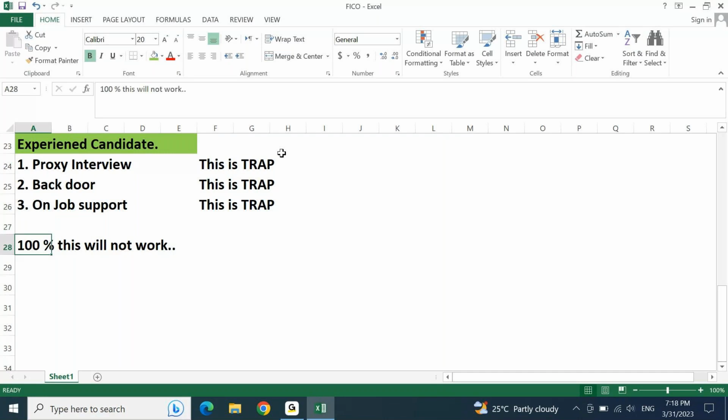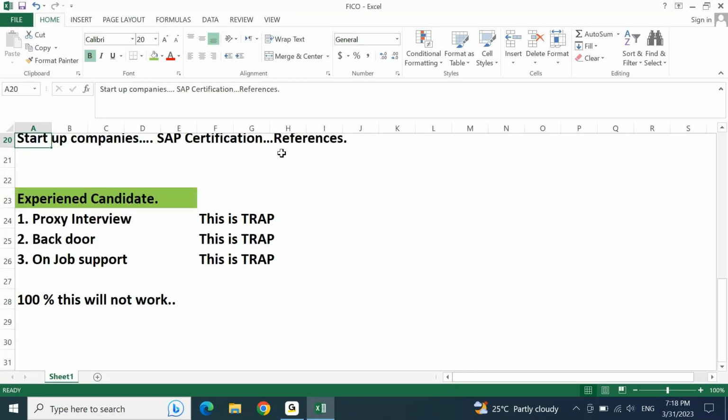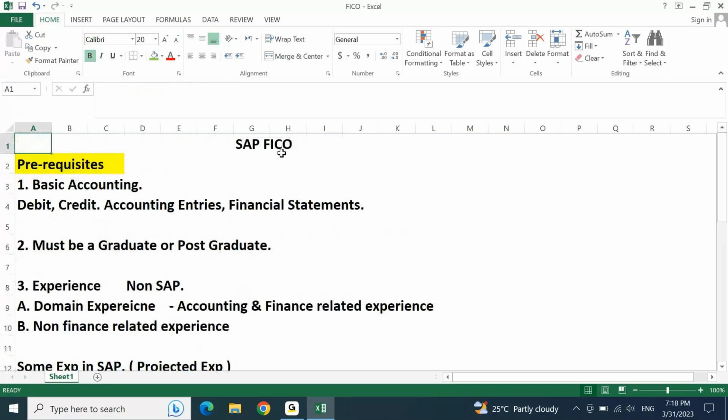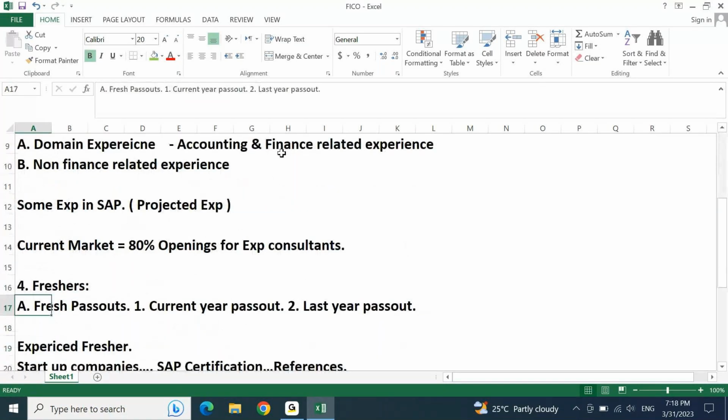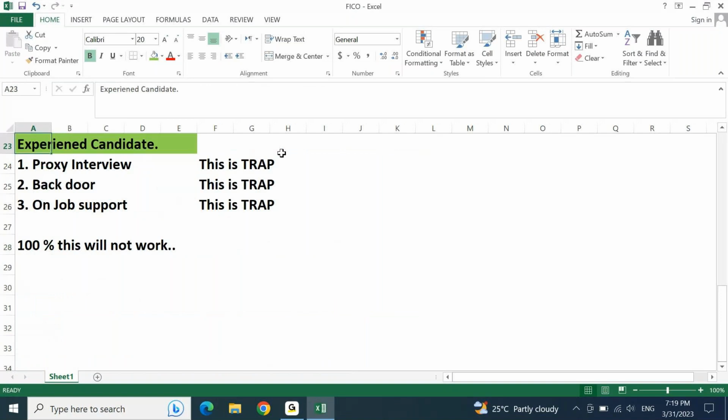Okay, now having seen this, point number one, basic accounting: you must be a graduate or postgraduate, you must have some experience, SAP or non-SAP. If you are a fresher, you have to be either a current year pass out or a last year pass out. And these three things should not be there in your mind at any given point of time. Erase these three things from your mind. If anybody has these points in your mind, please delete it. With these points, training is not recommended, training is not needed.